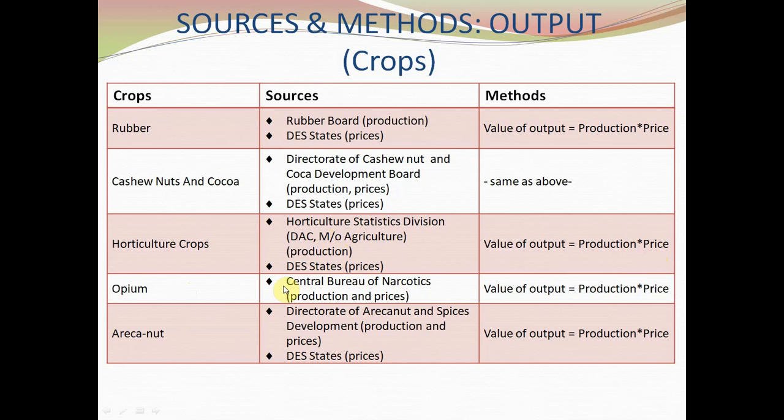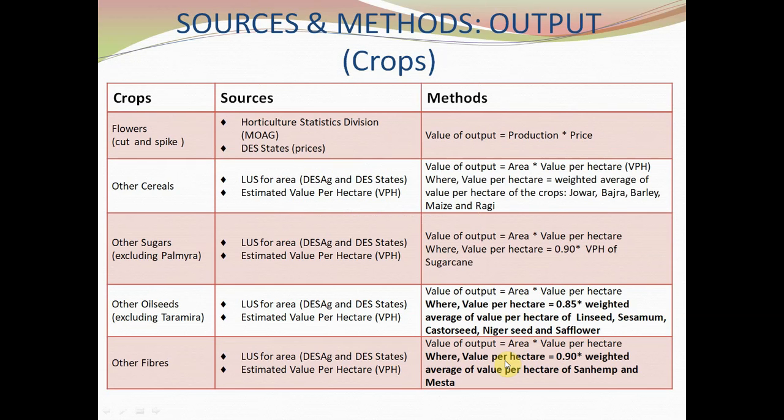Opium: value of output for opium is calculated by data provided by Central Bureau of Narcotics for both production and prices. And areca nut: here production and prices data are available from Directorate of Areca Nut and Spices Development and states DES are also providing the prices data.